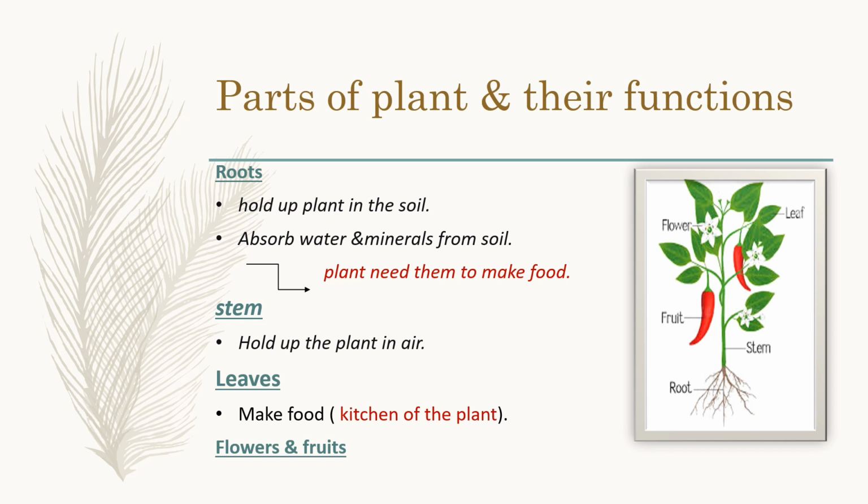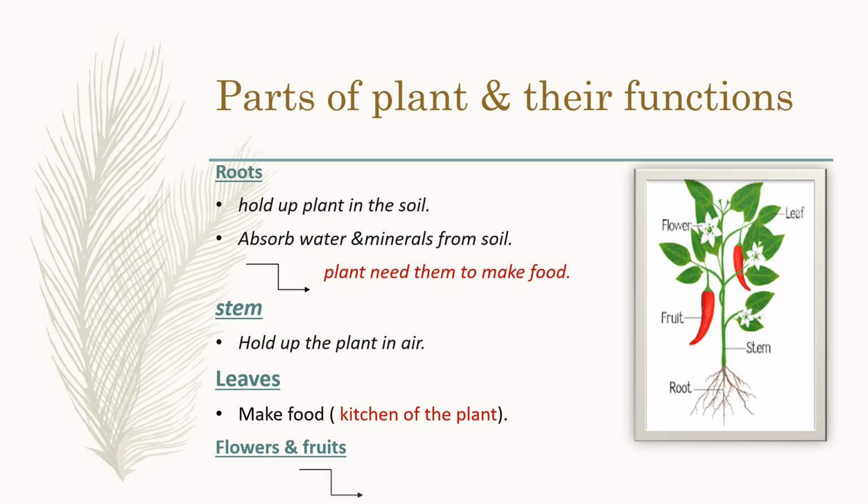Come to leaves. Leaves make food. So we can say leaves are the kitchen of the plant. All of us have a kitchen in our house, right? To make food inside. So a plant also needs food as a living thing. Do you remember? All living things need food to stay alive. And a plant has leaves, and leaves make food. So the function of leaves is to make food for a plant.